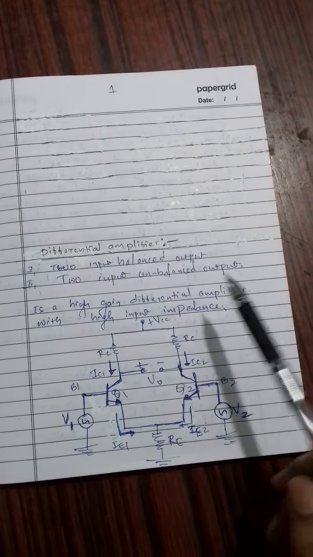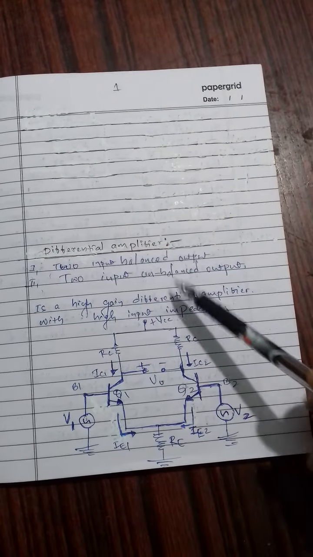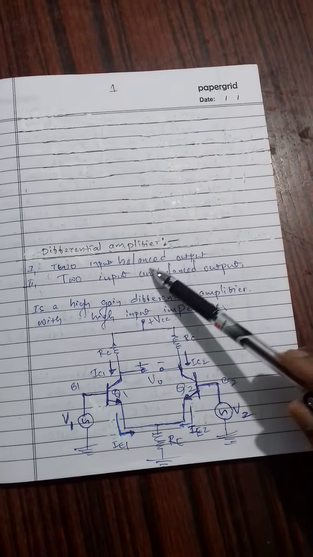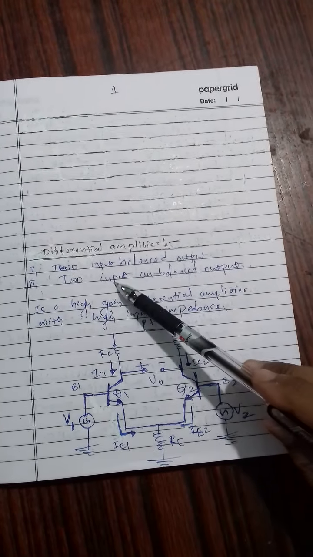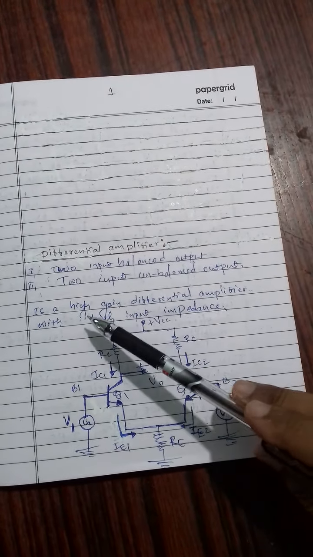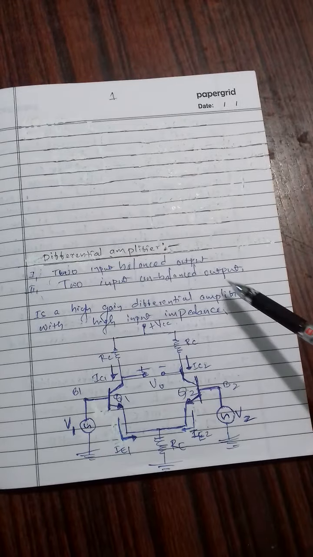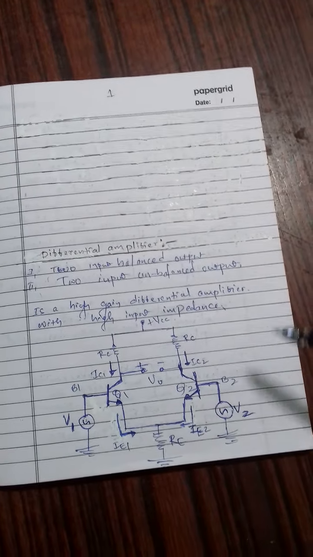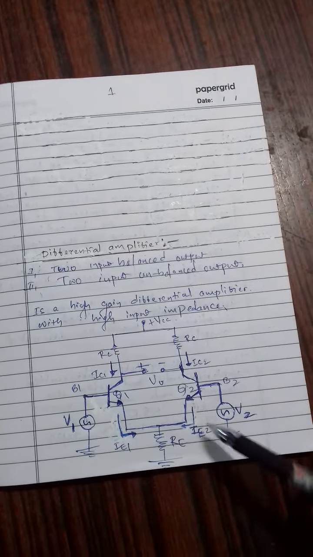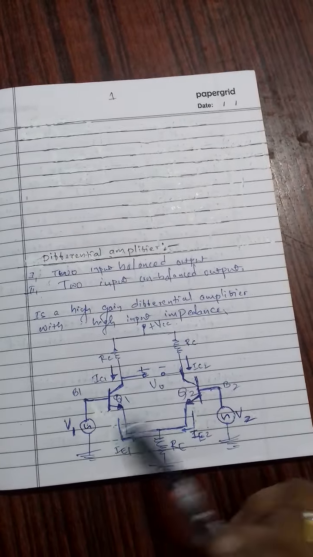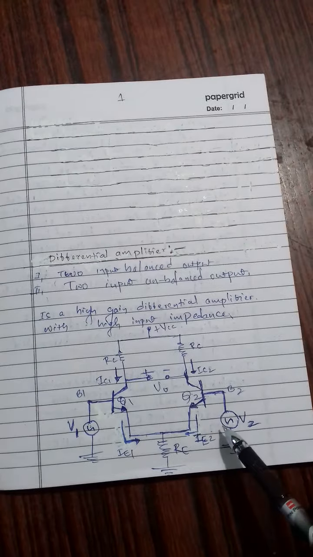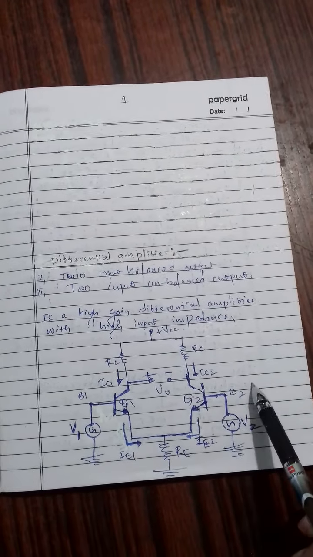There are four different methods in which the differential amplifier can be operated: two input balanced output, single input balanced output, two input unbalanced output, and single input unbalanced output. If we apply only one input, then it is single input. If we apply the two inputs V1 and V2, then it is two input.